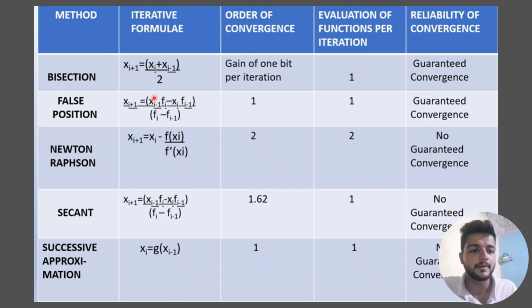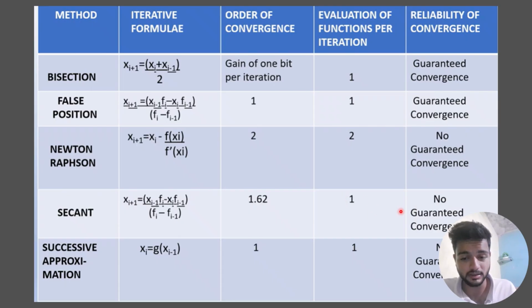False position: the formula of the method of false position is this. Order of convergence is 1. Evaluation of function per iteration is 1. It gives guaranteed convergence. Newton-Raphson's formula is this. Its order is 2. Its evaluation of function per iteration is 2. No guaranteed convergence; it's not reliable. Secant gives 1.62 order, and function evaluation per iteration is 1.